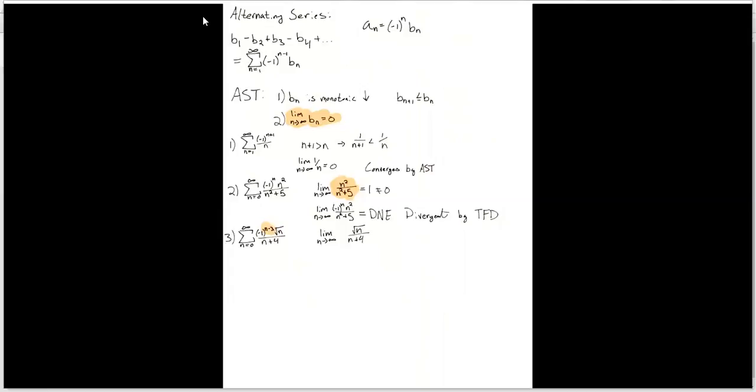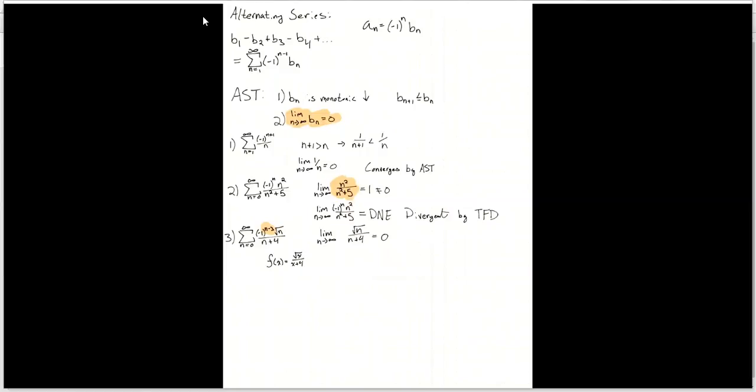So for the limit here, we have dominance of powers, so we know that this is going to go to 0, right? Because the dominant power is on the bottom, so that's growing a lot faster. So now, to determine if the bn is decreasing or not, let's go ahead and define a function. We have f of x, and it's going to be the square root of x over x plus 4.